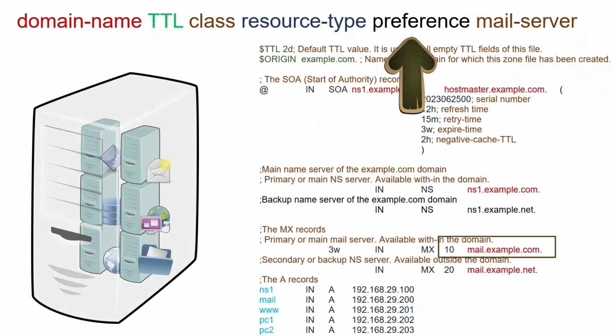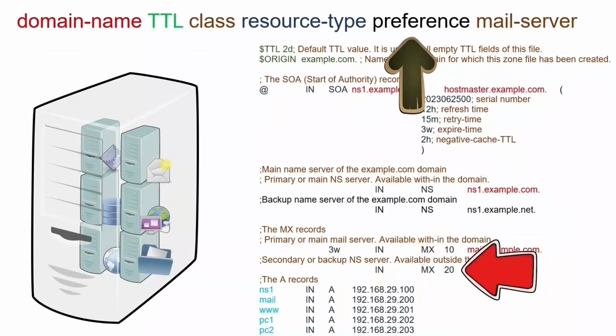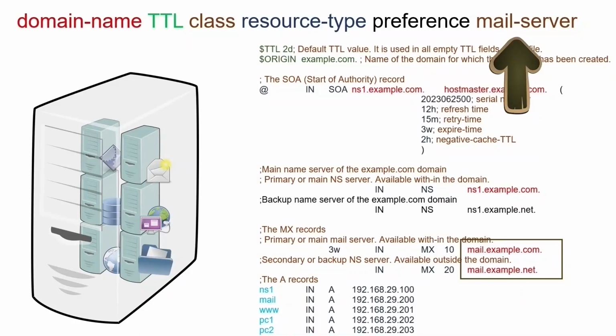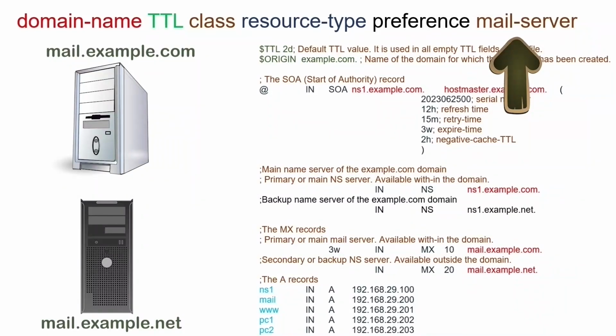In this example, we use this field to configure the mail server mail.example.com as the main mail server and the mail server mail.example.net as the backup mail server. To define mail.example.com as the main mail server, we use the value 10, which is the lowest in the configured priority order. We used value 20 for mail.example.net to define it as the backup mail server. The mail server field defines the email server for the domain we configure in the domain name field. In this example, we configured two mail servers, mail.example.com and mail.example.net, for the domain example.com. We configured mail.example.com as the primary mail server and mail.example.net as the backup mail server.